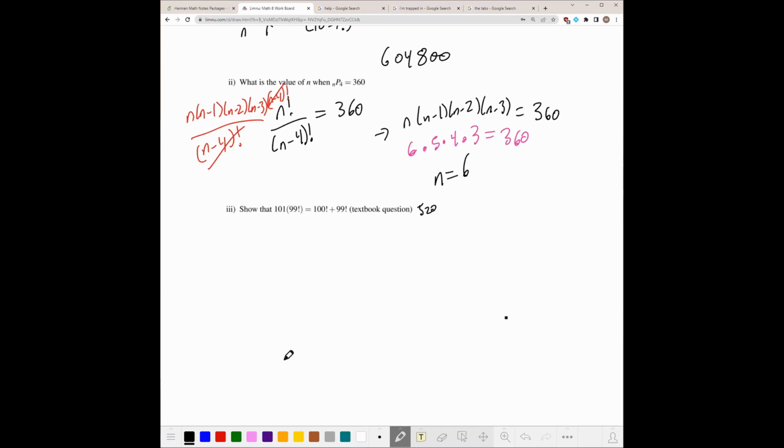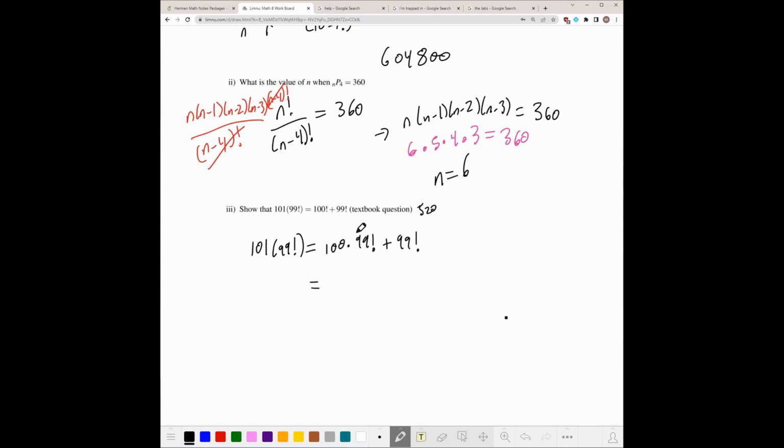How do I prove this to be true? Well, what I notice is that I have 99 factorial as sort of like a singular term here, multiplying to something else. I can actually factor 99 factorial out of this guy as well. Watch what I can do. So I'm going to leave my left-hand side alone for right now. What I'm going to do here is say 100 factorial is like 100 times 99 factorial plus 99 factorial.